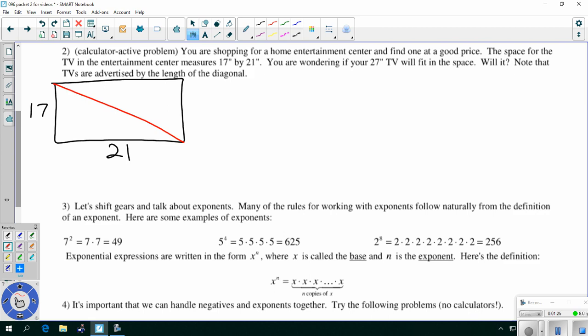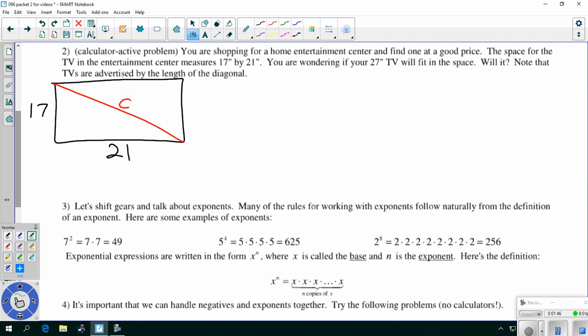So our job here is to find the length of that red line segment. Again, this is the space for the TV. And so we're going to find the length of this red line segment. I'll call it C. And we're going to compare that C, the space we have available, to the 27 inches of the TV screen we're trying to fit in here. And that will help us decide whether or not it will fit.